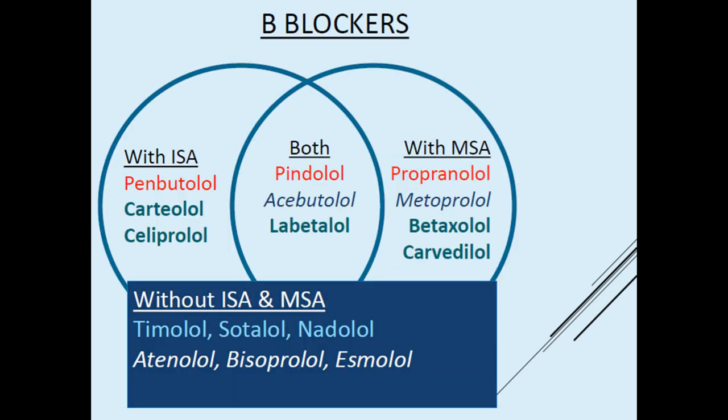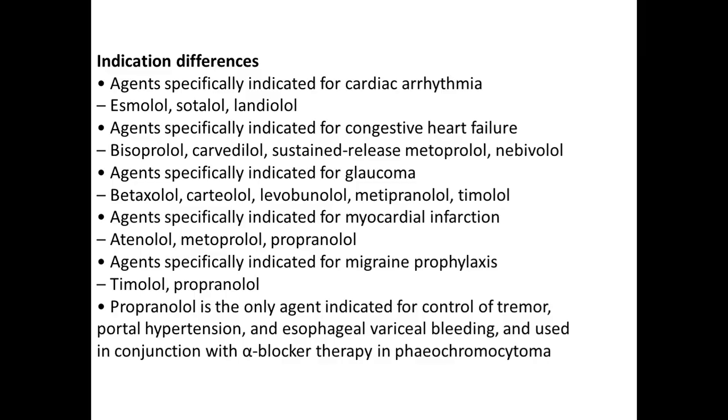So with only intrinsic sympathomimetic activity, these are penbutolol, carteolol and celiprolol, and with both intrinsic sympathomimetic activity and membrane stabilizing activity, pindolol and labetalol. With only membrane stabilizing activity, they are propranolol and metoprolol. Without intrinsic sympathomimetic activity and membrane stabilizing activity, timolol, sotalol, atenolol, these are the drugs. So now we have come to this classification, which is basically receptor based.